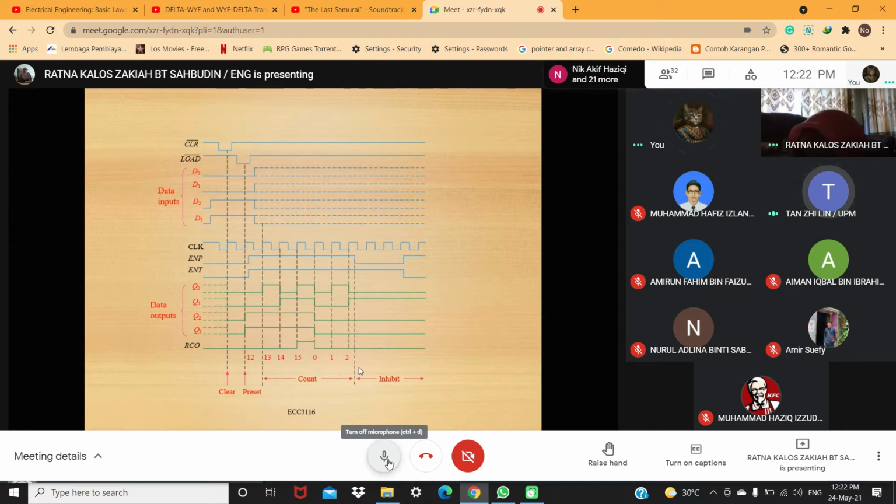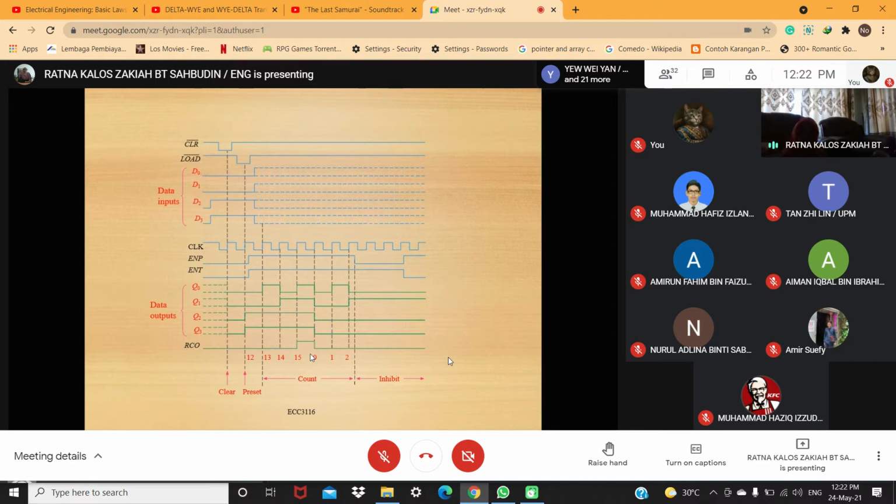Question just now: then what does ENT mean? That is enable, ENT only. It was mentioned just now, I think. Enable. Wait, cannot see, it's very small. Ripple clock output. Okay, this is ripple.